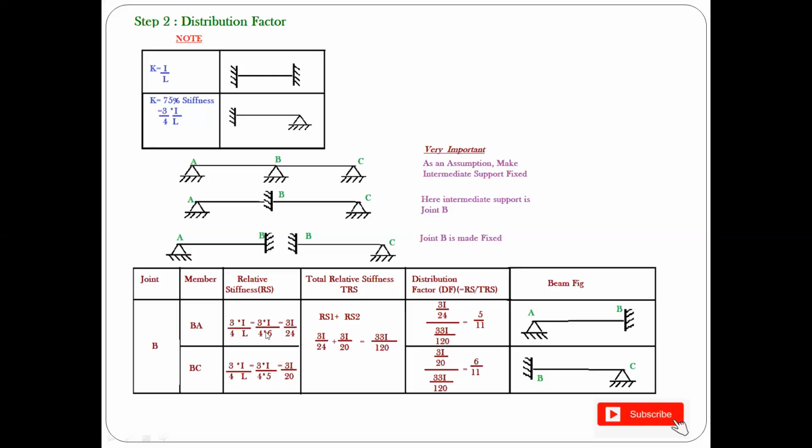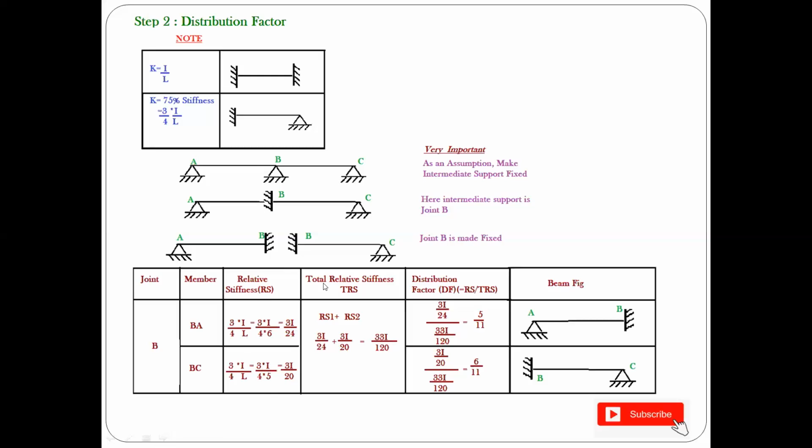So here I'm writing relative stiffness. Stiffness is nothing but the ability to withstand the load. So here it is 3 by 4 into I by L, where L is the length of the span BA. The length of span BA is given as 6 meters in your question. So it is 3 by 4 into I by 6, and you get 3I by 24. Similarly for the span BC, it is 3 by 4 into I by 5, where 5 is the span length. So here you get 3I by 20.